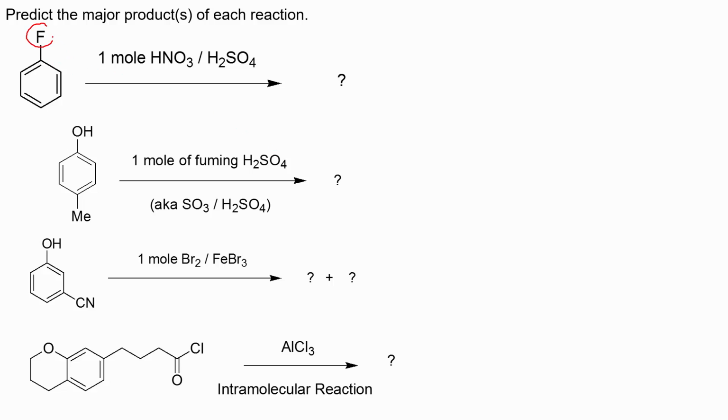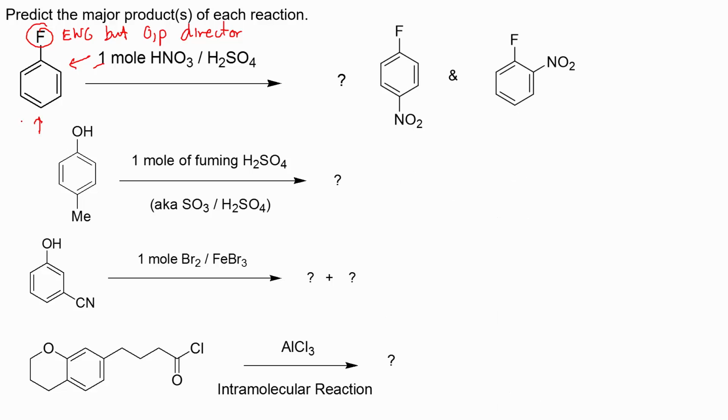Okay, so this is an electron withdrawing group, but ortho-para director. It's actually a weakly electron withdrawing group. So this is the only group on here, so of course it's going to control the orientation of anything new, and anything new is going to want to go ortho or para to fluorine. So the answer here would be these two compounds that you see here, either para-nitro or ortho-nitrofluorobenzene.